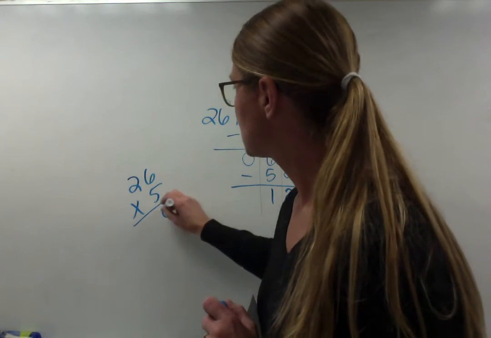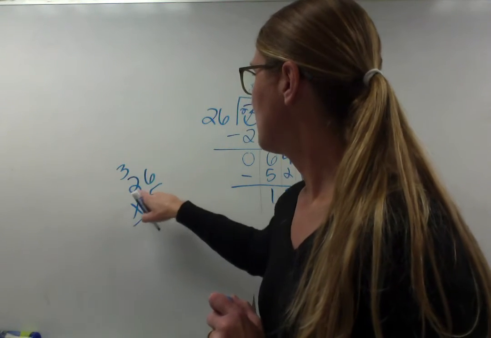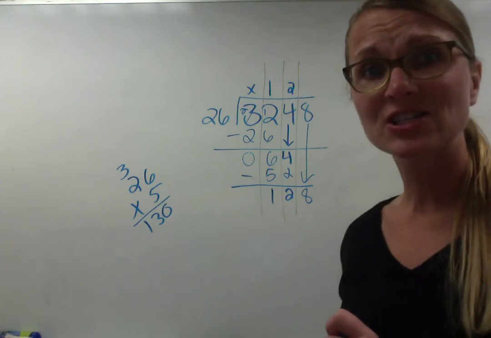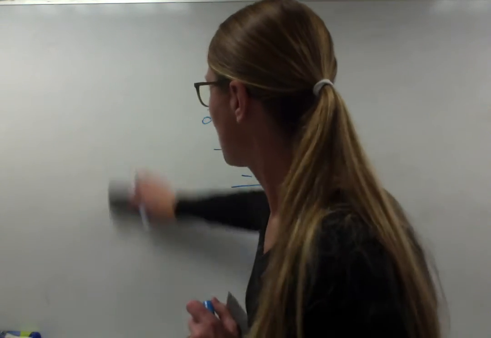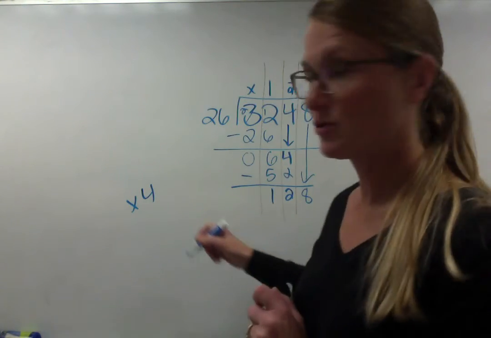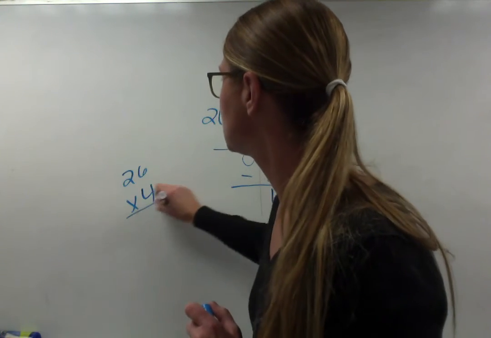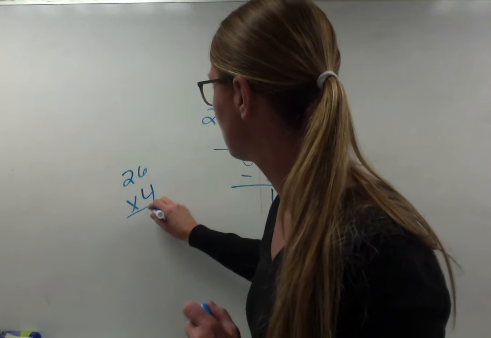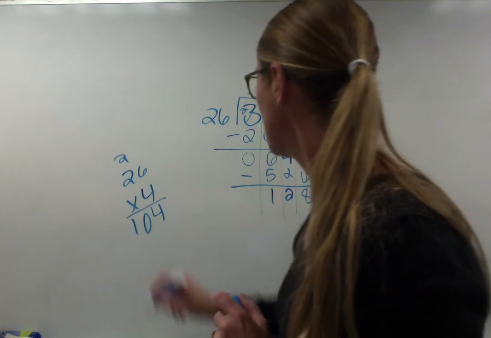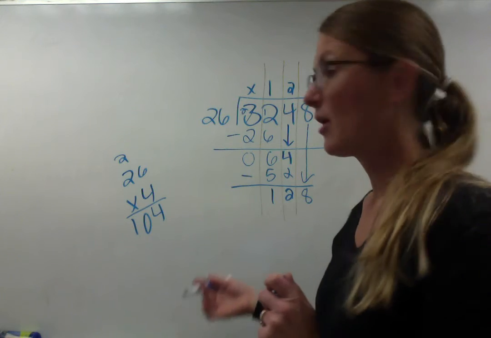So 5 times 6 is 30. 5 times 2 is 10 plus 3 is 13. 130. Oh, it's too much. Oh, man. Okay, so it's going to be 4, but I have to figure out how much that is so that I can subtract it. 4 times 26. 4 times 6 is 24. Carry the 2. 4 times 2 is 8 plus 2 is 10. So 104. That's as high as I can go.